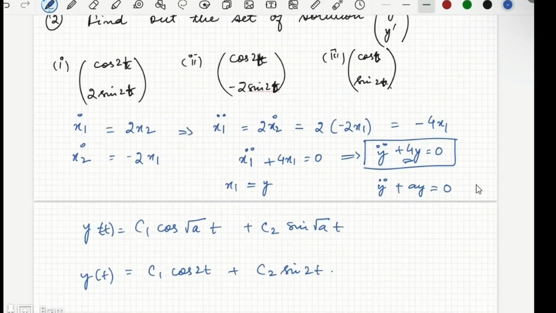But which option among these is correct? We have to identify the possible solutions for y and y dash. Which option can be true?